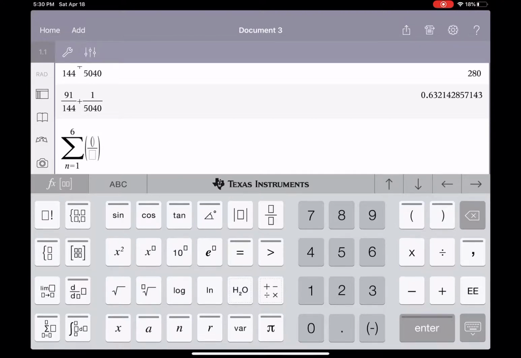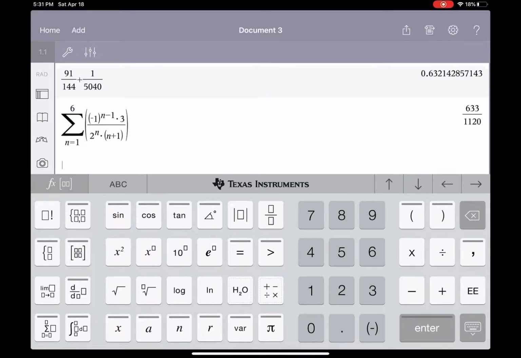And in parentheses, our alternator, negative 1. Let's make sure that I get the exponent right this time, raised to the n minus 1 power. Get out of the exponent. Multiply times 3. And on the bottom, we have 2 to the nth, not x. 2 to the n. Get out of the exponent. Times parentheses n plus 1. Pretty sure. Enter.